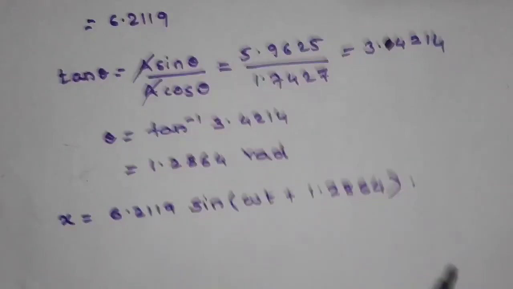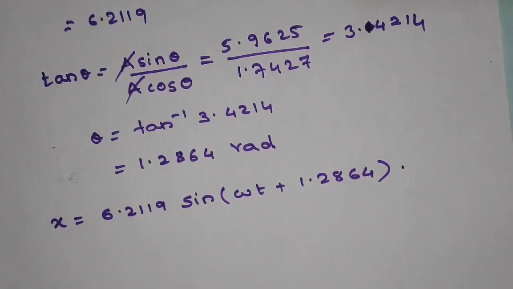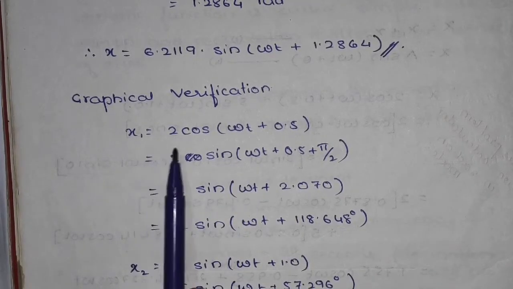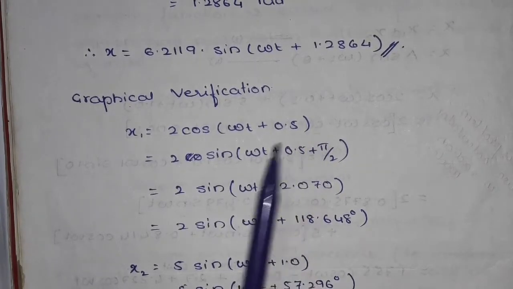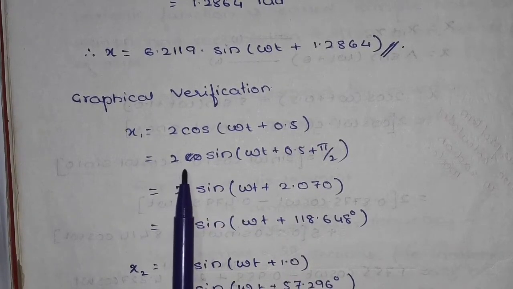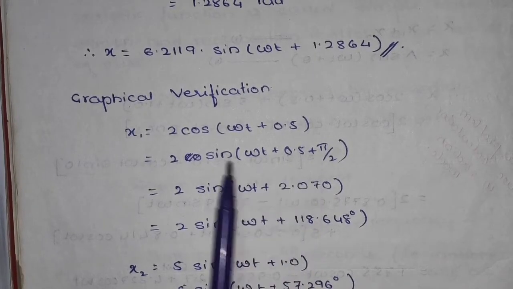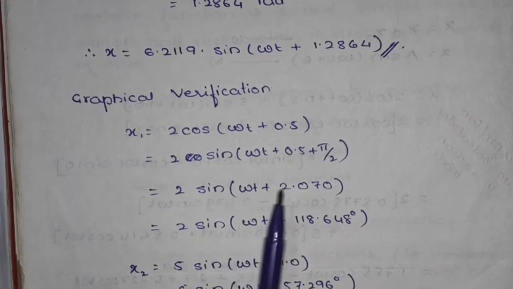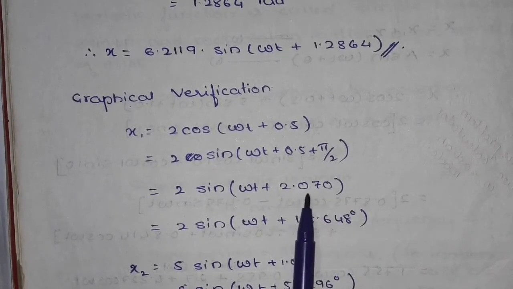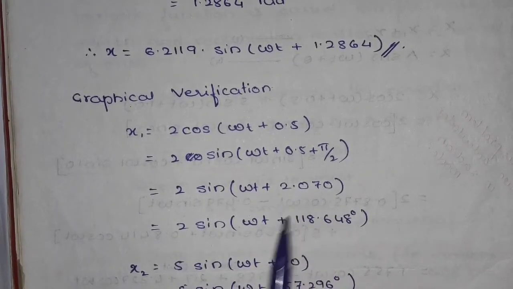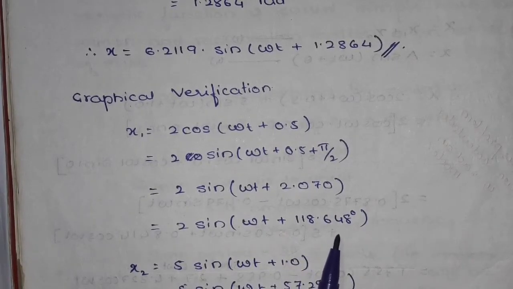Now we can check this graphically also. For graphical verification, we have x1 as 2 cos omega t plus 0.5. That I can write in terms of sine: 2 sine of omega t plus 0.5 plus pi by 2. So 0.5 plus pi by 2 will be 2.07. Now this is in terms of radians. When I convert this to degrees, it will be 2 sine of omega t plus 118.648 degrees.